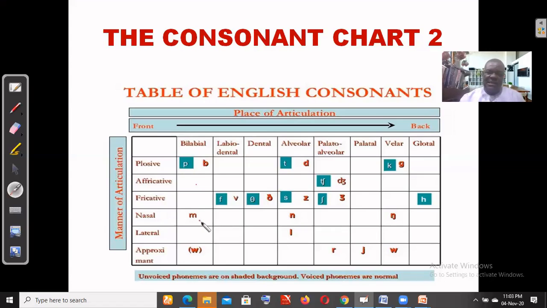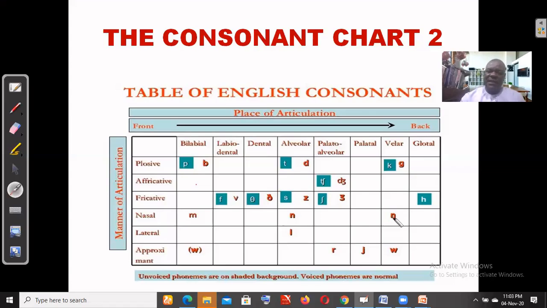These are called nasals. While this is a bilabial nasal, this is an alveolar nasal, in the sense that to produce N, your tongue establishes some contact with your tooth ridge, which is called the alveolar. Now try to produce N. You can, of course, notice that your tongue is touching the roof of your mouth, which is the tooth ridge.